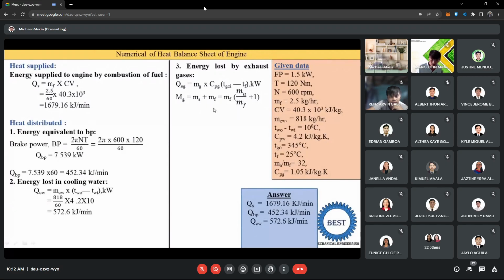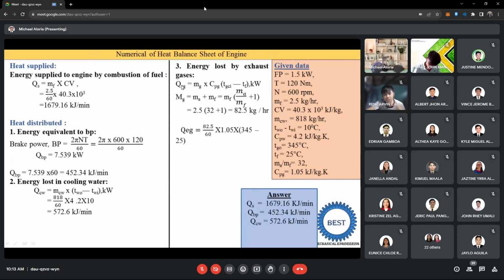Now here you see mass of the fuel is given, and the ratio of MA upon MF is given. So we are able to find out the mg. We put this value: MF is equal to 2.5 times the bracket of MA upon MF, 32, plus 1. So the answer is 82.5 kg per hour.